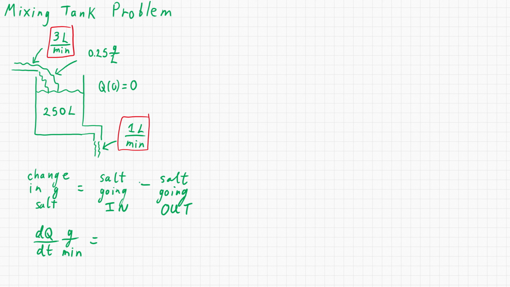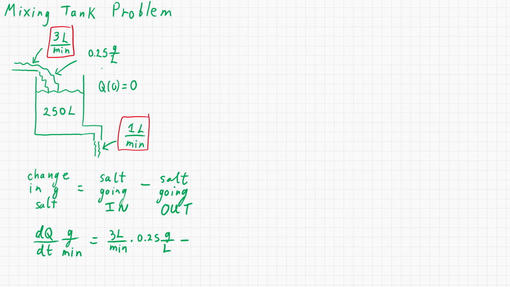Okay, that has to equal salt going in. So that's going to be the 3 liters per minute times the concentration going in, which is 0.25 grams per liter. And we have minus the salt going out. Normally that's Q over the volume. And so now here it's different.